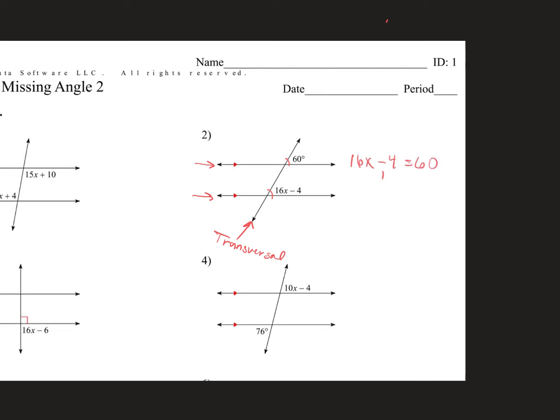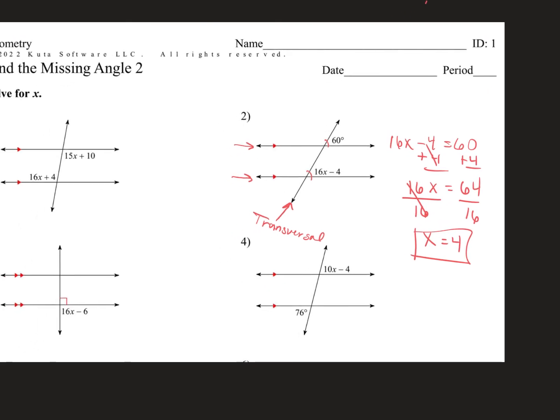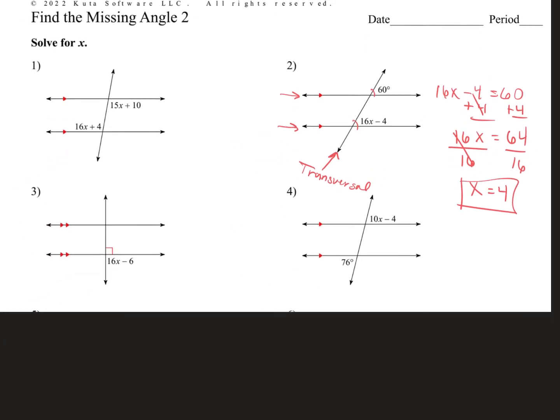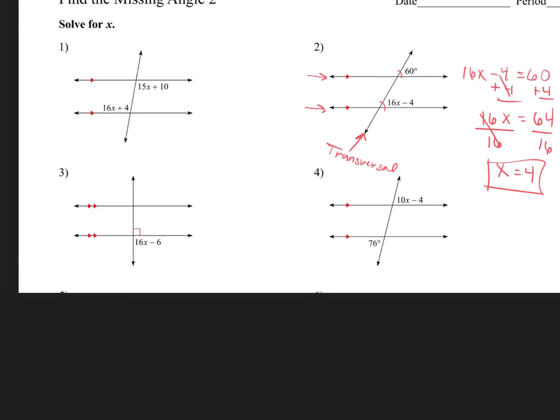You're going to add 4 to both sides. 16x is equal to 64, divided by 16. X is equal to 4. I'm going to do number 3.